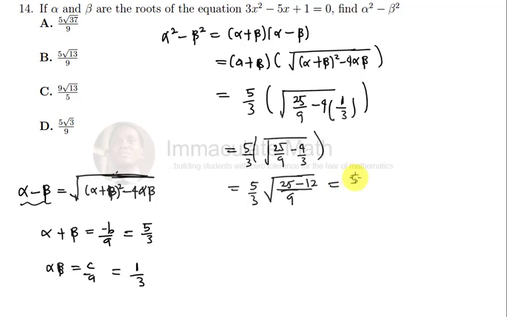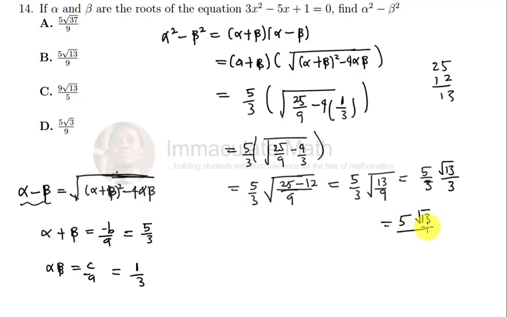So I'm going to have 5 over 3 square root of 25 minus 12. 25 minus 12 is 13, so I have 13 over 9. Which is still the same thing as 5 over 3, then the square root of 13, then the square root of 9, which is 3. So I have 5 square root of 13 all divided by 3 times 3, which is 9. So the correct option here is B.